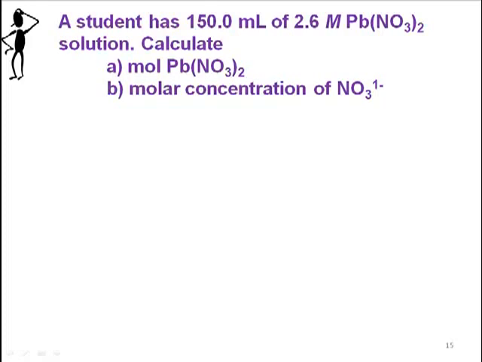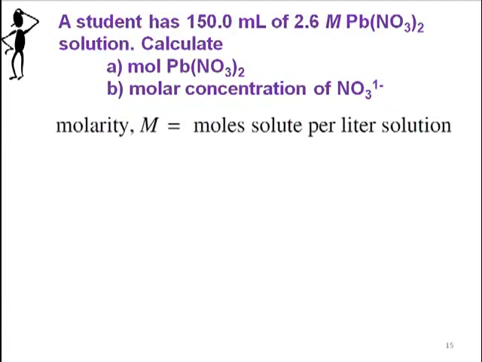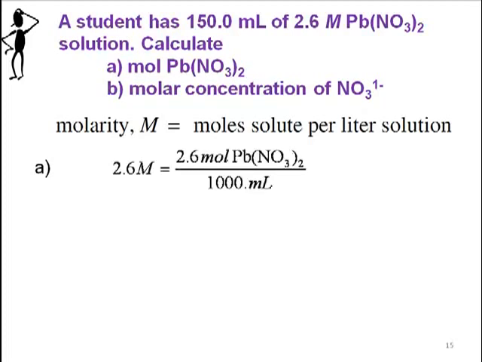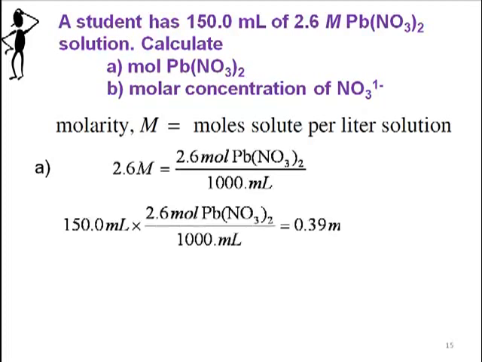Alright, we need to speed up time just a little bit, so let's check and see where we're at with this solution. First thing to know, molarity is moles per liter. So you've got 2.6 moles per 1,000 milliliters. Then you take 150 milliliters times 2.6 over 1,000, you get 0.39 moles of the lead nitrate here. Now, molarity is 2.6, it limits it to 2, that's why you got 2 sig figs in your answer for A.